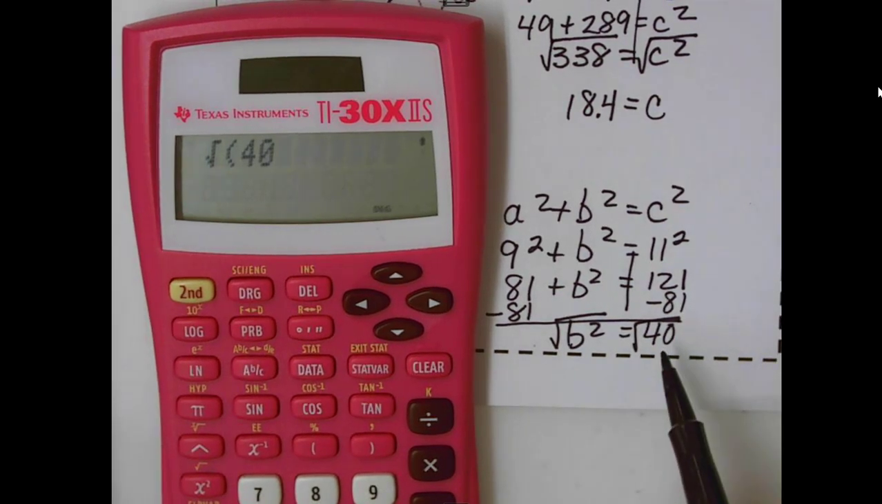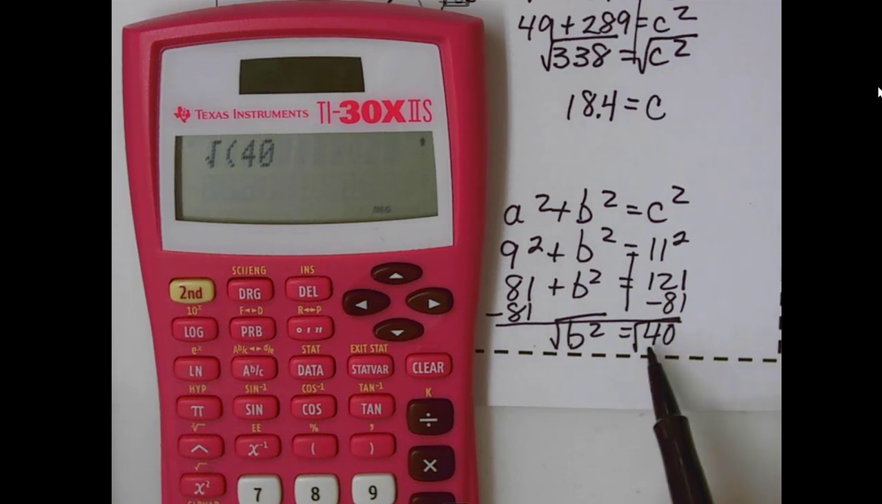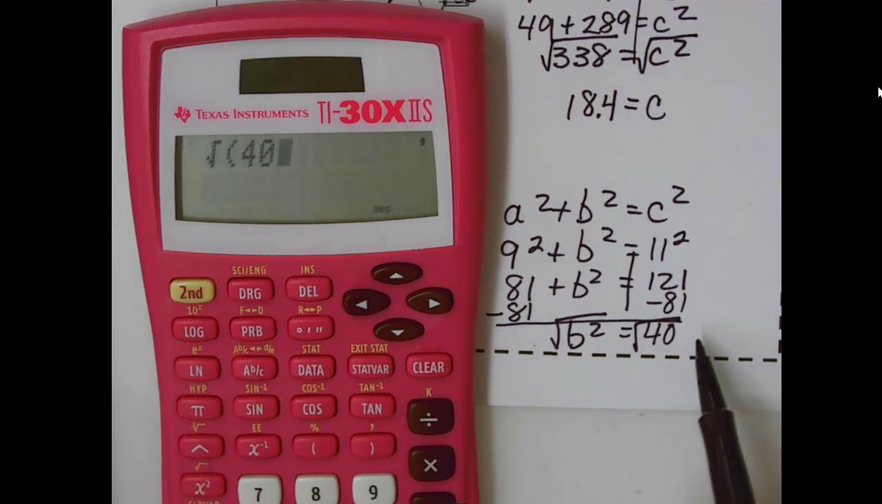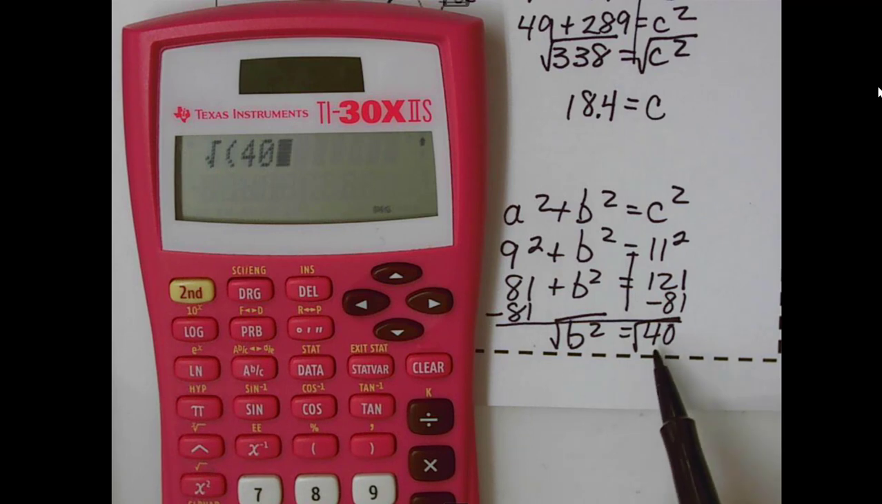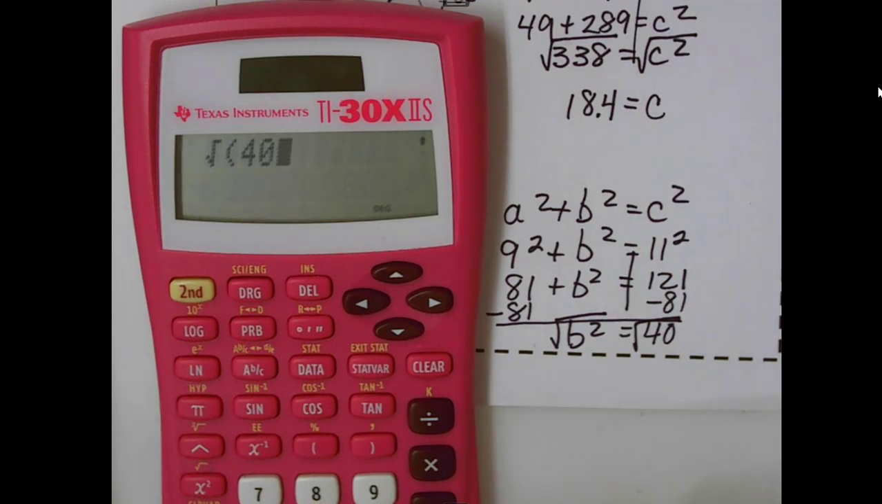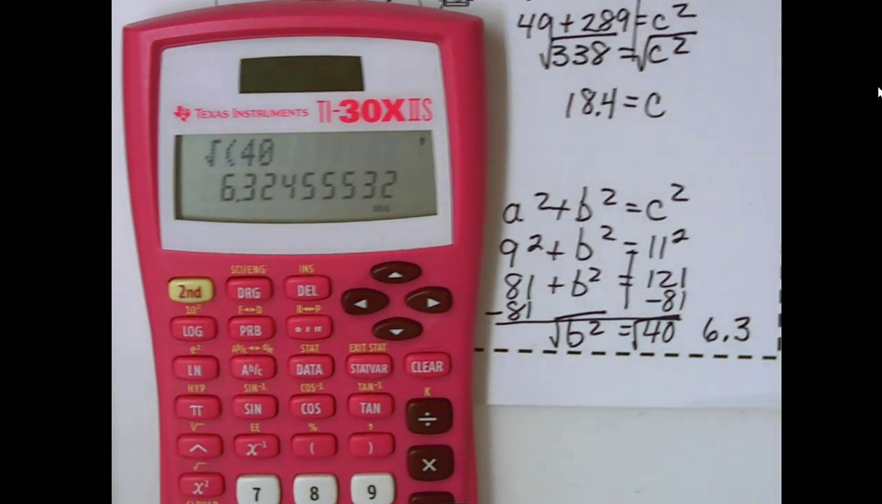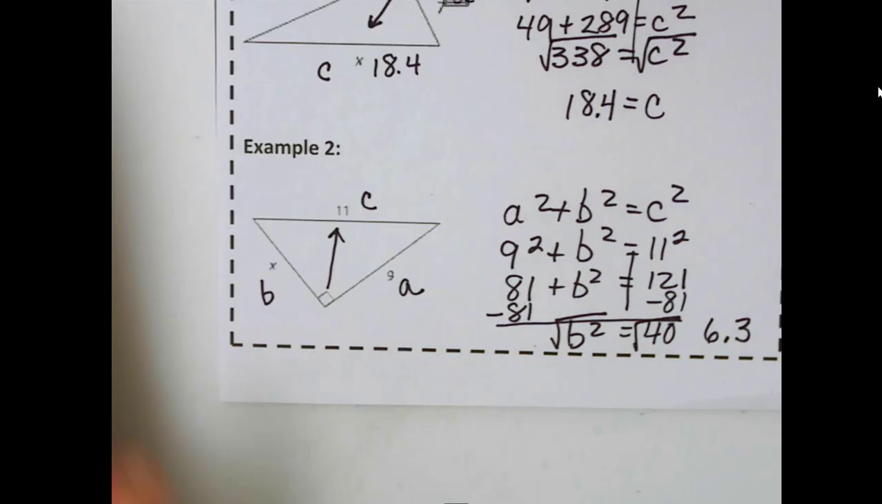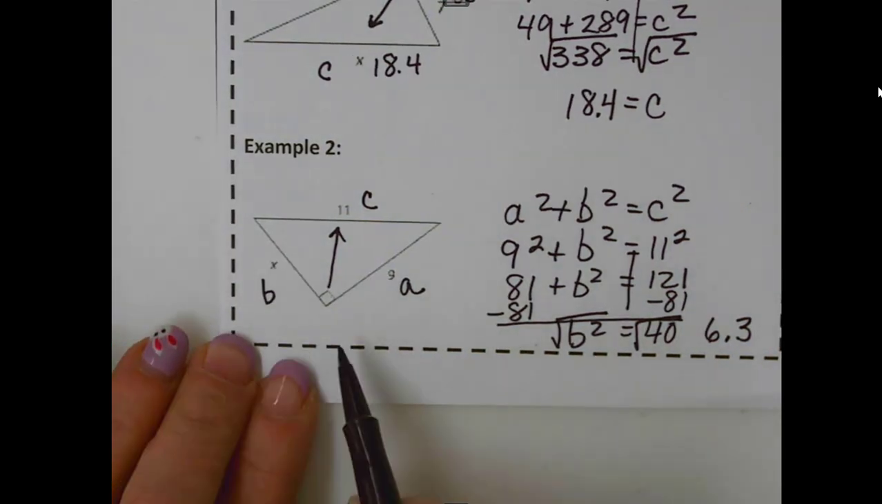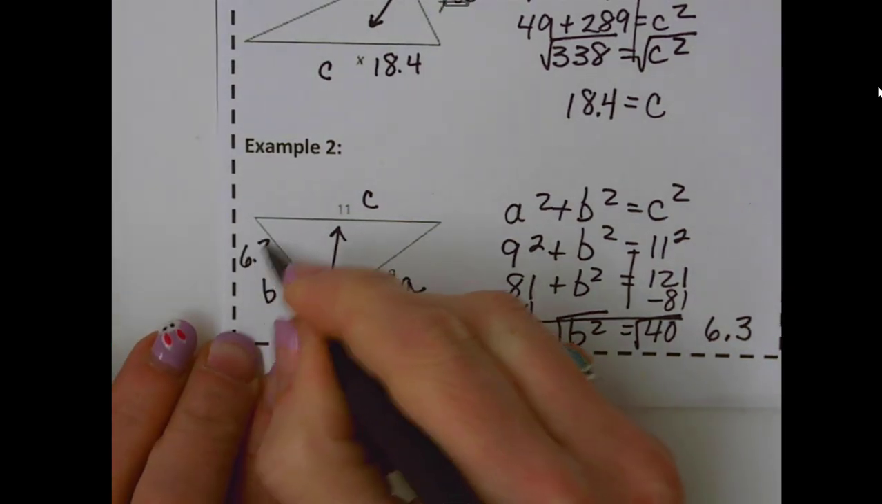Now I know that's not going to give us a perfect square. 36 is a perfect square. 49 is a perfect square. So I know that answer is going to be between 6 and 7. And there it is, 6.3. And so our missing value for the leg would be 6.3.